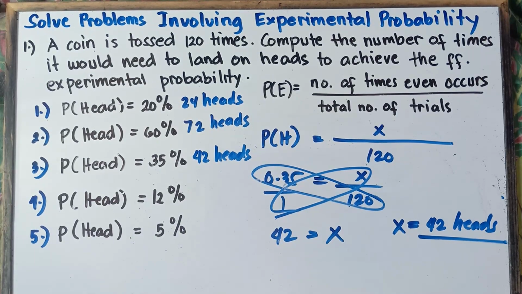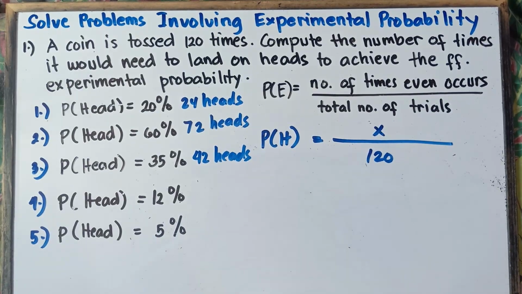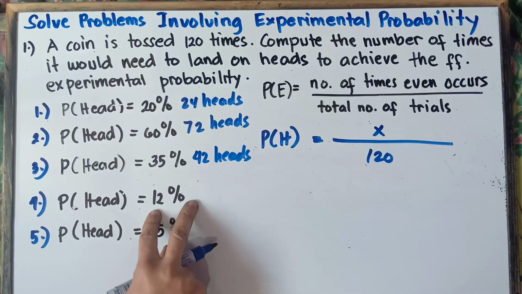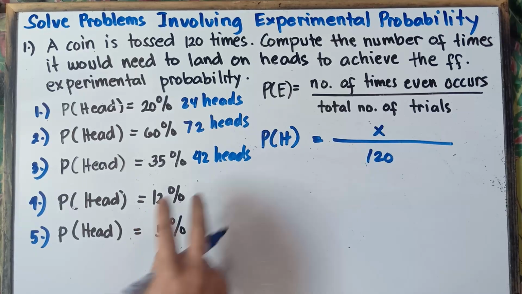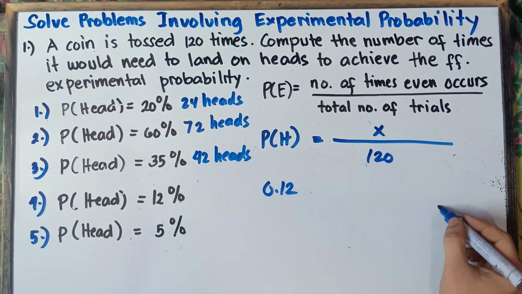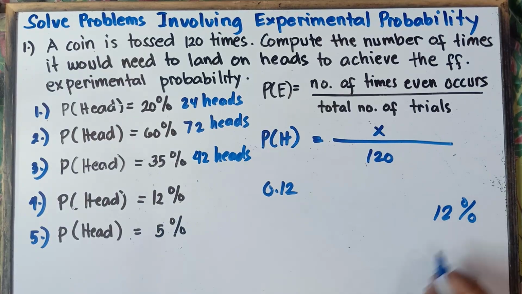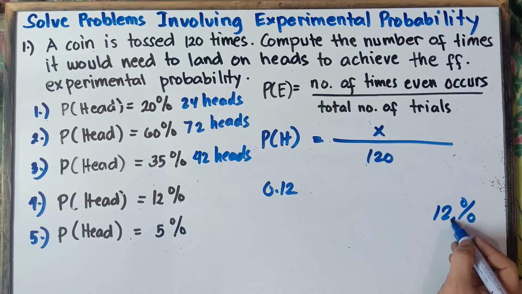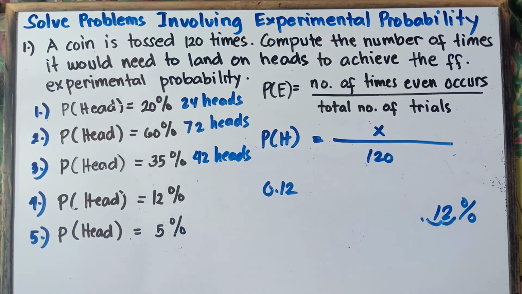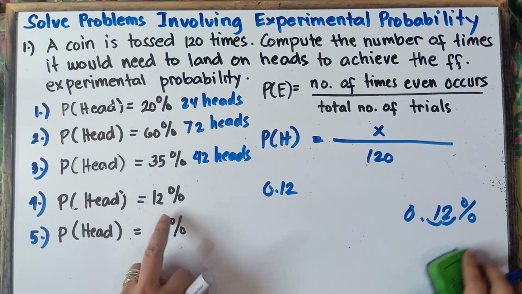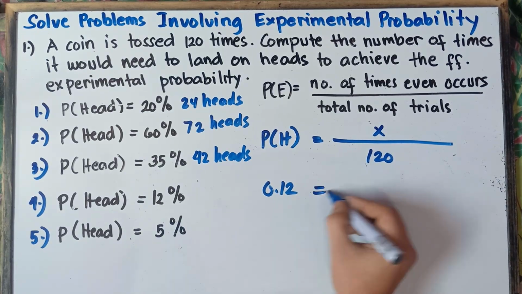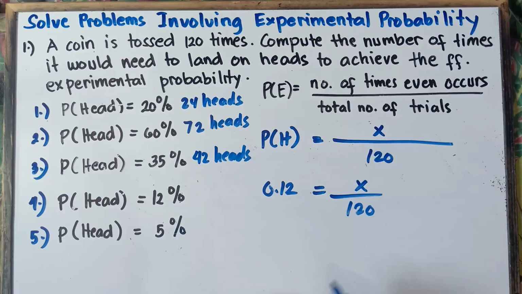Alright, so let's have example number 4. Given probability is 12%. Convert this into decimal. So that would be 0.12, right? 12%, convert that into decimal, move the decimal point from right to left twice, 1 and then 2. So that would be 0.12. So 12%, that is 0.12, is equal to x over 120. Simply do cross multiplication. Alright, so cross multiply.